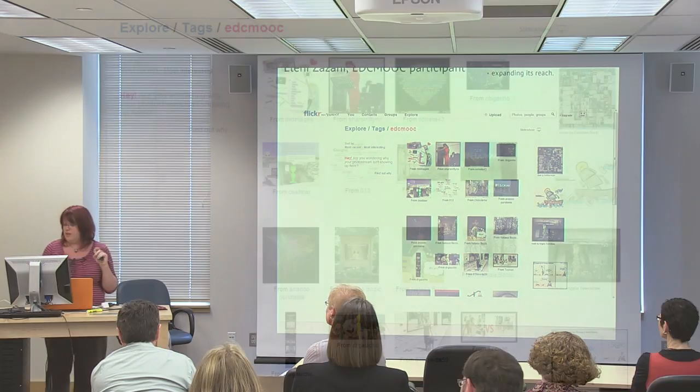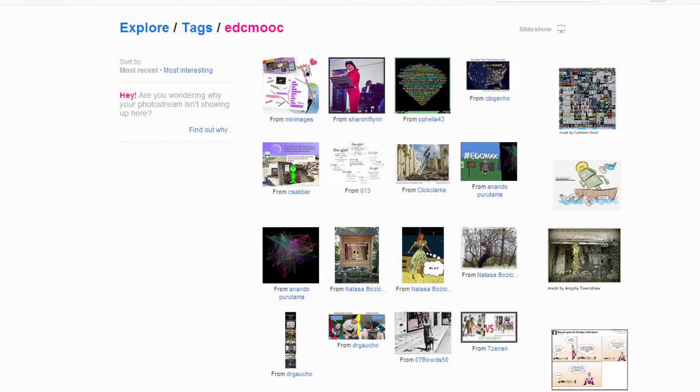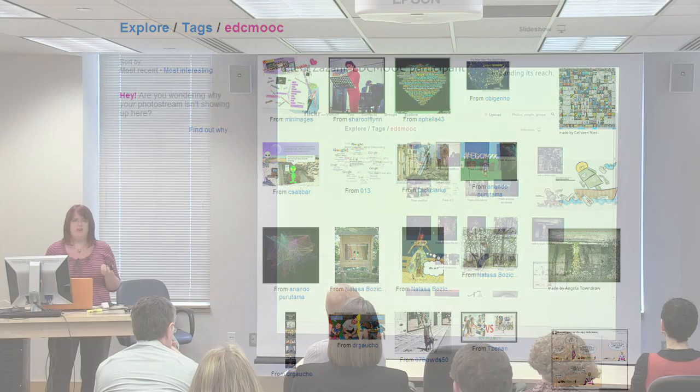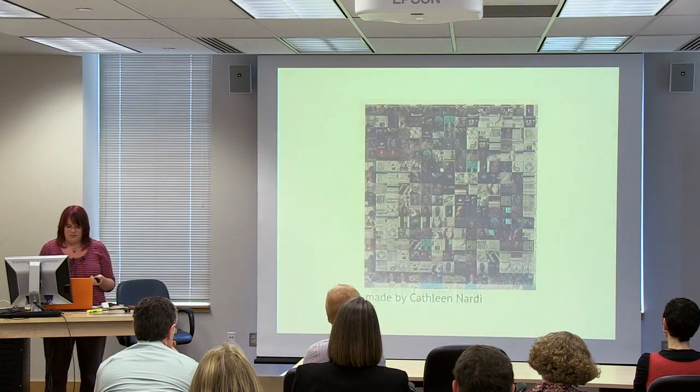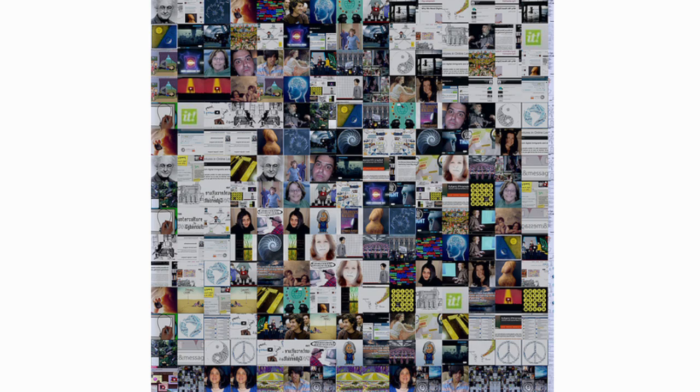In the third week of the MOOC, we asked people to make an image that represented that week's MOOC content, and there were I think maybe 600 or 700 of those. Some of the examples. So this was an image of loads and loads of people's activity within the MOOC.